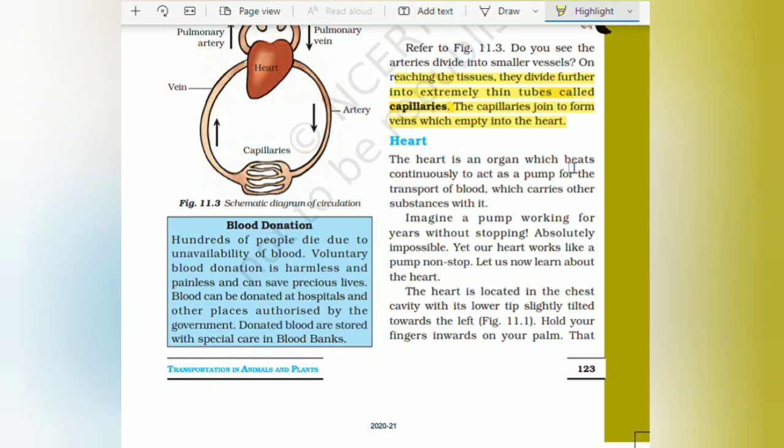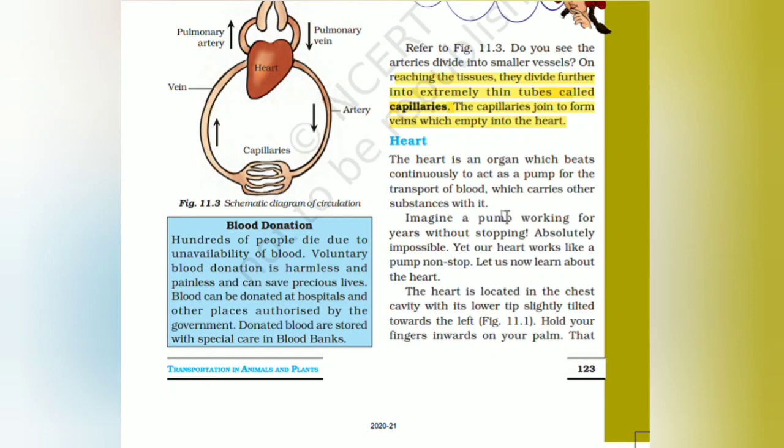The heart is an organ which beats continuously to act as a pump for the transport of blood, which carries other substances with it. Imagine a pump working for years without stopping. Absolutely impossible. Yet our heart works like a pump non-stop. From the day we are born, the heart started pumping till now, isn't it?